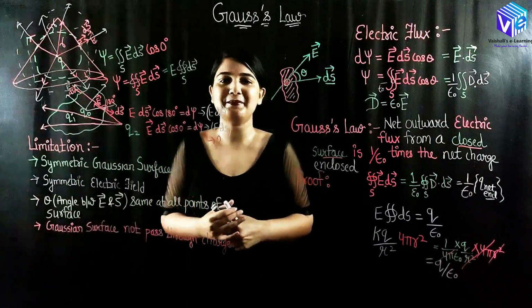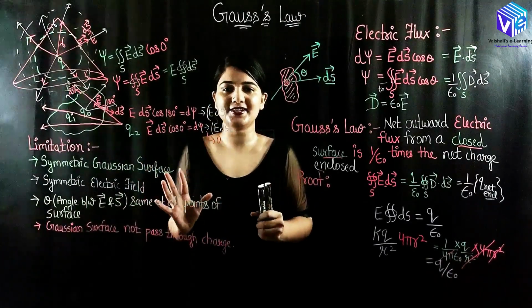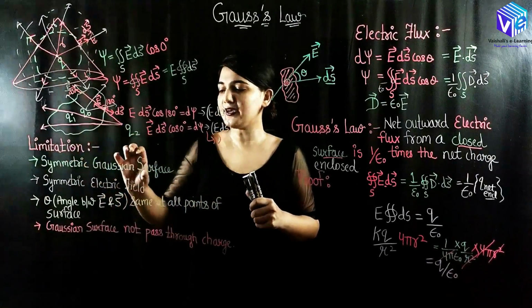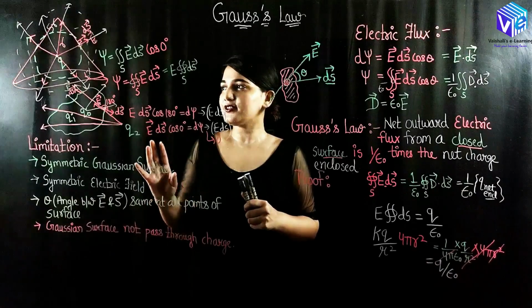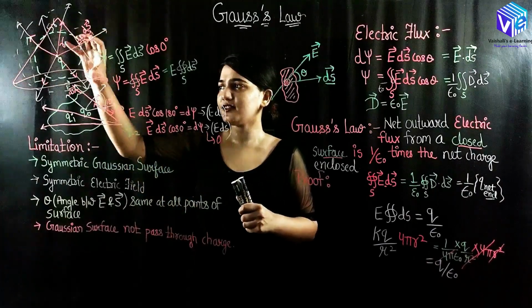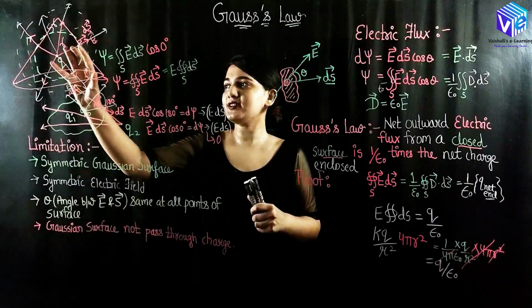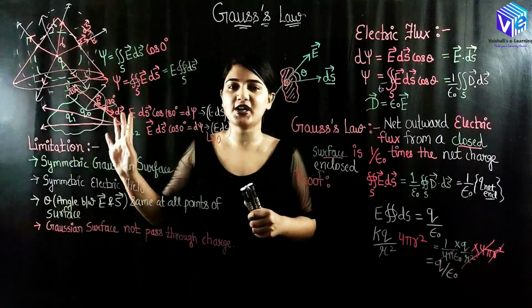So now coming to the limitations. There are some limitations, like I can only use a symmetric Gaussian surface. Here I had used the conical Gaussian surface, but in this case the Gaussian surface is not symmetric around the charge Q.